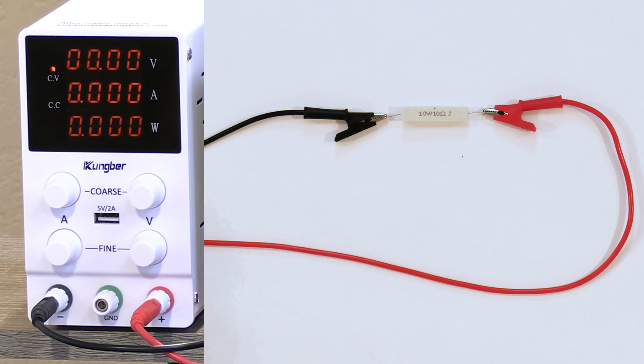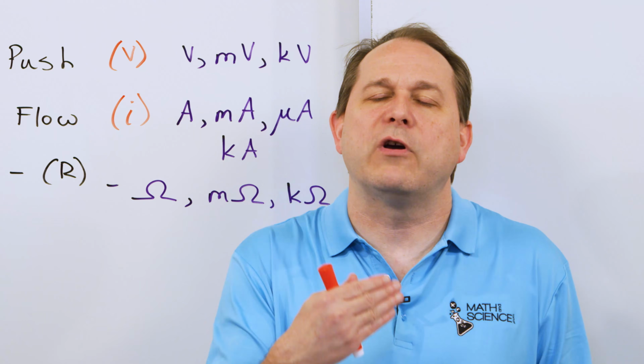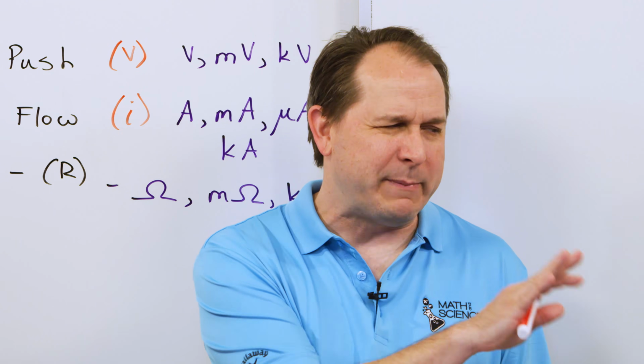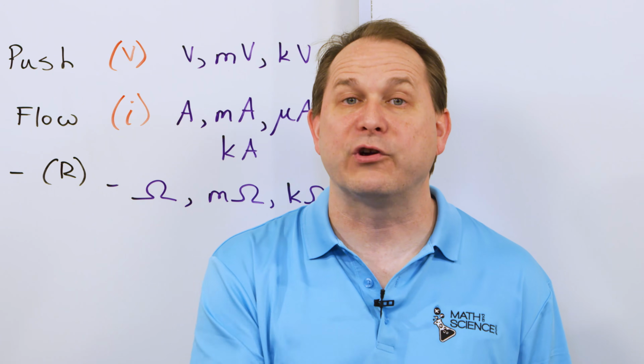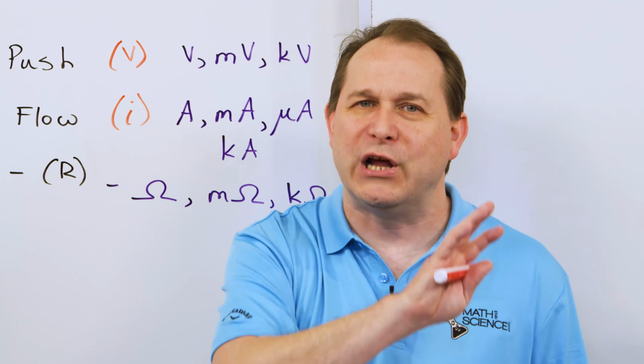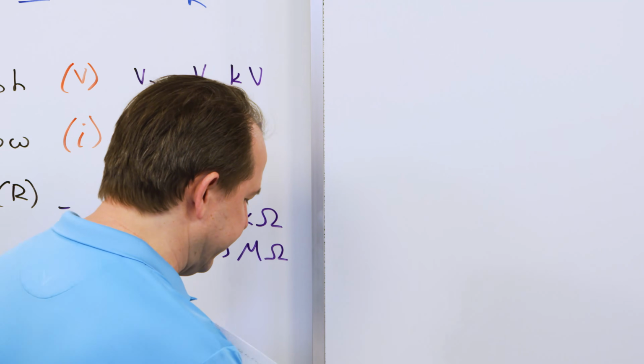Let's draw the circuit for this and label where the current is going, and then we're going to talk in a little more detail exactly what this number means. It was about 0.5 amps of current. We want to understand what that actually means in terms of charges flowing.